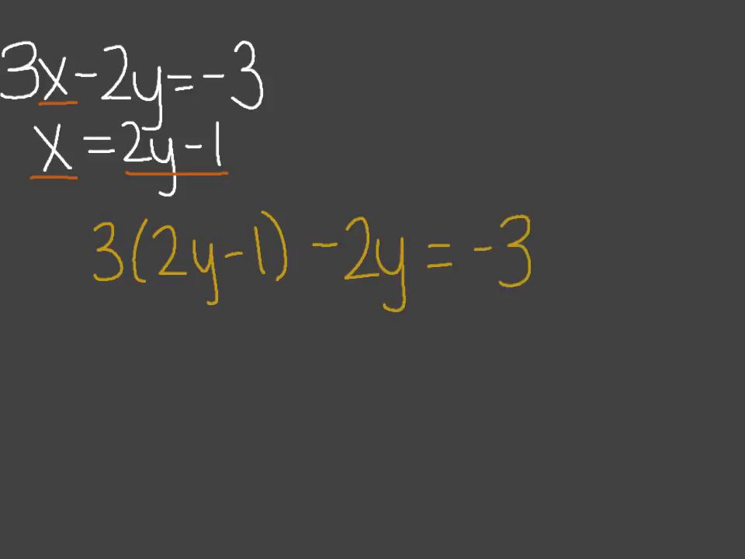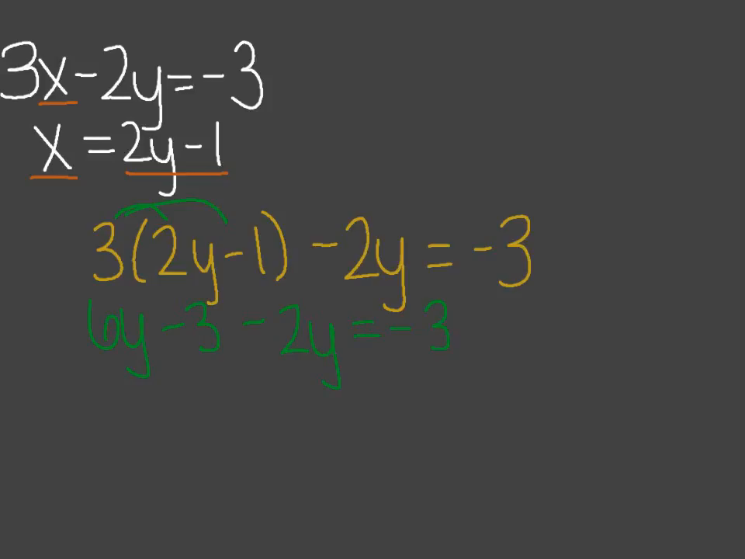Now I just need to solve. I look at this and recognize that I need to do the distributive property. 3 times 2y is 6y. 3 times negative 1 is negative 3. I drop down my minus 2y and I drop down my equals negative 3.